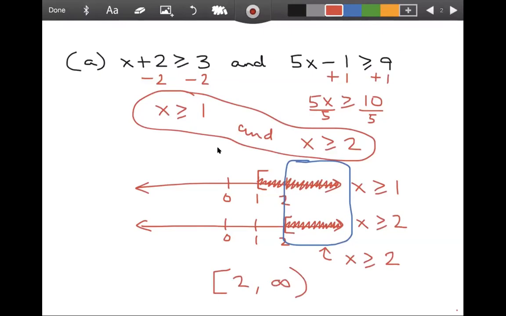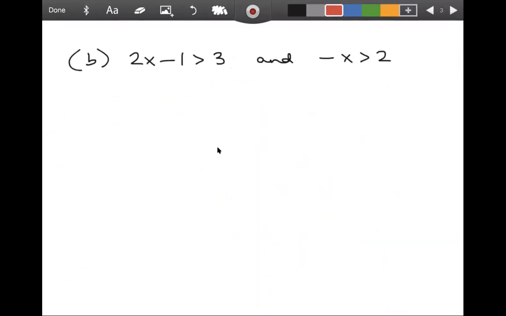All right, so let's do another one. And as usual, I encourage you at any time to pause the video, try the problem, and then come back and compare notes. All right, so again, I'm going to solve these two simple inequalities separately. I'm going to start by adding 1 to both sides of this one, which gives me 2x is greater than 4. Dividing both sides by 2, I get x is greater than 2.